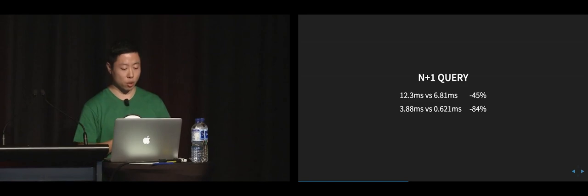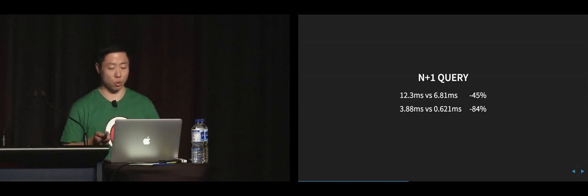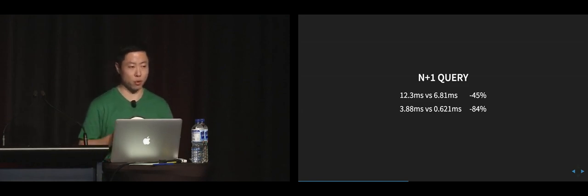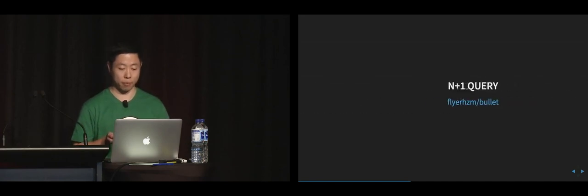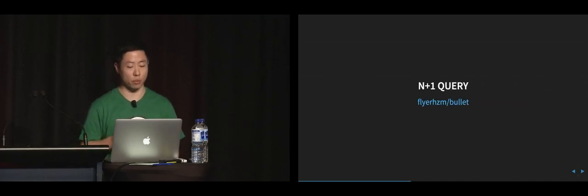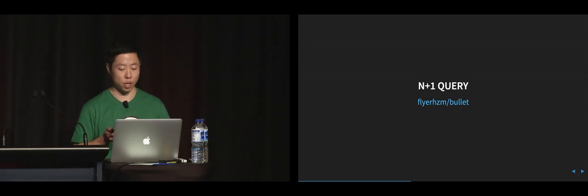And just for the SQL query, it's reduced from 3.88 milliseconds to 0.621 milliseconds. It's 64% improved. Okay, I created a gem called Bullet, which can help you find N+1 queries during development time.